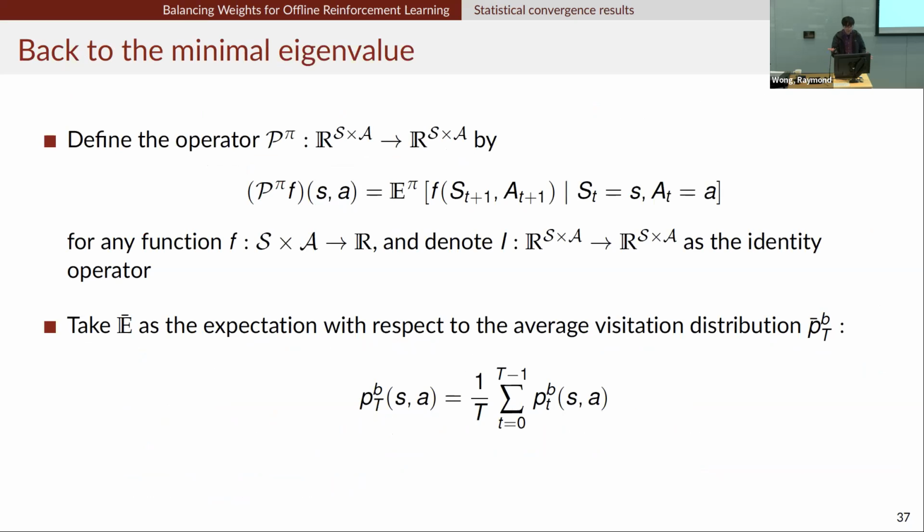Now let's get back to the most important quantity, the minimum eigenvalue. To discuss this quantity, I will need a little bit more notation. I know I've introduced a lot of notation, but I'm going to introduce more. Here we have P pi, which is an operator representing the conditional expectation. Then I represents the identity operator. And I'm going to use E bar to represent the FH visitation distribution, just FH across all time points.